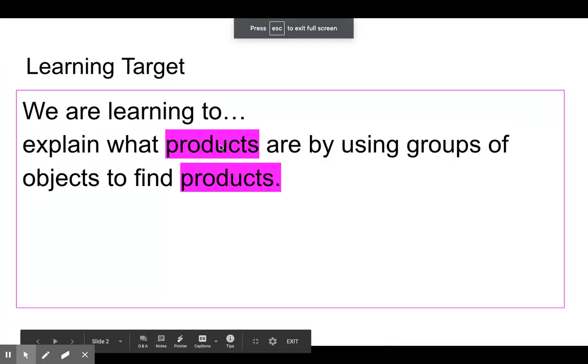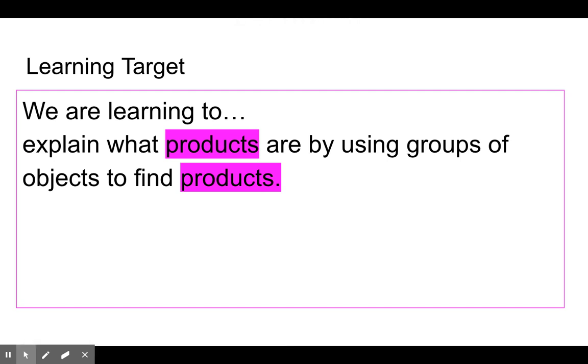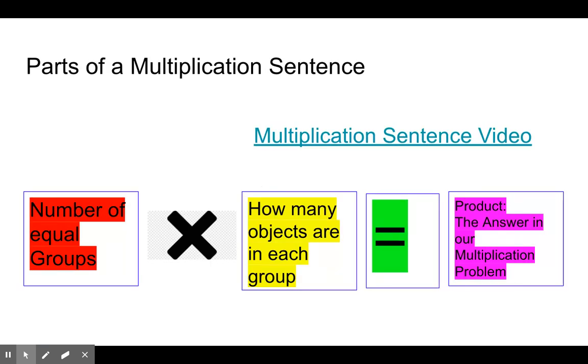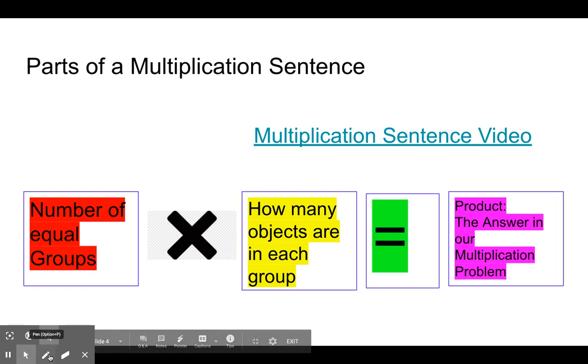Again, we're working on learning to explain what products are by using groups of objects to find products. So in case you forgot, products are the answer or the total in our multiplication problem, right? So we have different parts of a multiplication sentence: the number of groups, how many objects are in each group, equals, and the product. This symbol here means groups of.